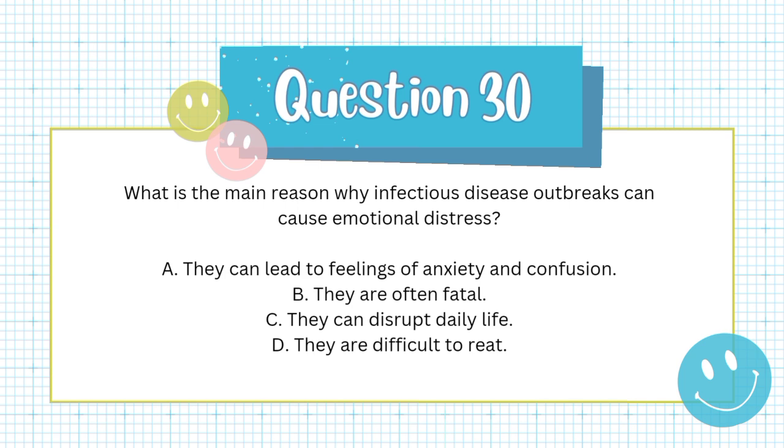30. What is the main reason why infectious disease outbreaks can cause emotional distress? A. They can lead to feelings of anxiety and confusion. B. They are often fatal. C. They can disrupt daily life. D. They are difficult to treat. The correct answer is A. They can lead to feelings of anxiety and confusion.